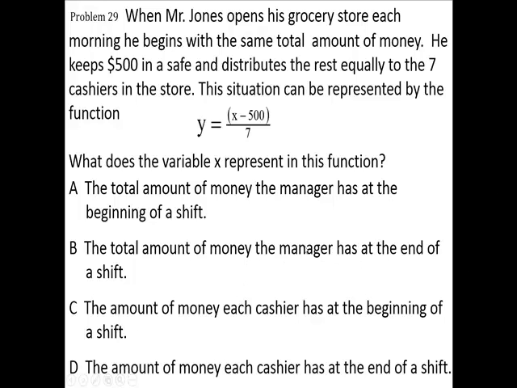And if he makes money during the day, that's going to add to the total amount of money. But what we're starting off with in this situation here, he starts off with X at the beginning of the shift. So that's the total amount of money the manager has at the beginning of a shift. Before he puts the $500 in there, and before he divides it equally among the 7 cashiers, he has X in there. So we're going to pick A.